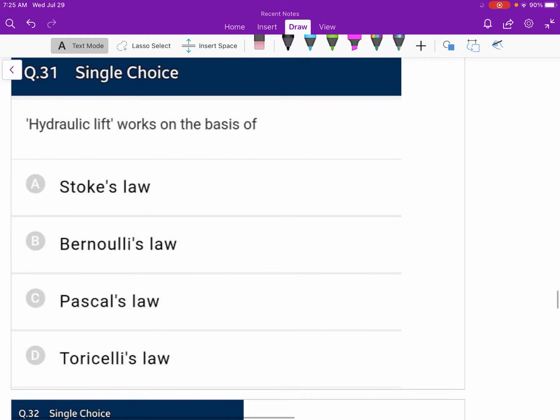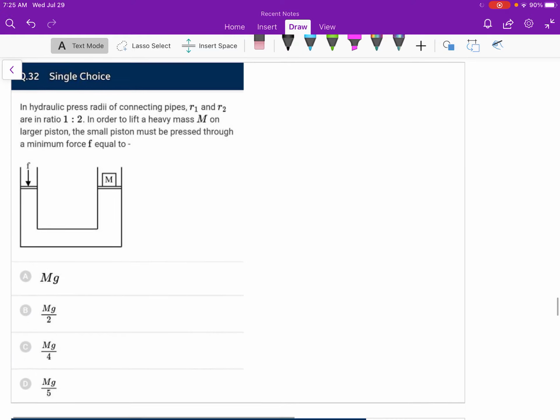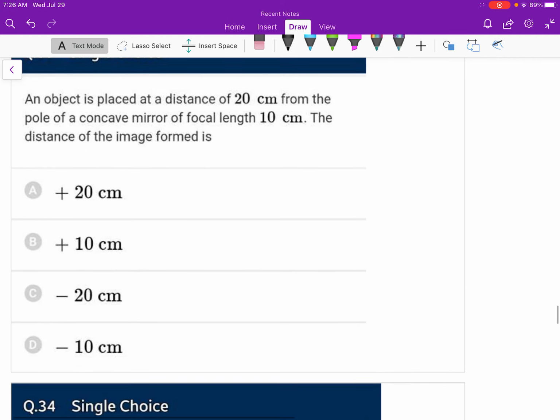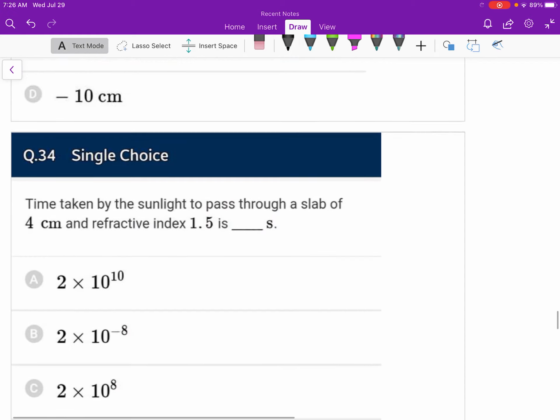Hydraulic lift works on the basis of Pascal's law. So F upon A1, F upon pi R1 square is equal to mg upon pi R2 square. So F is mg by 4. So C is the correct option. An object is placed at a distance of 20 from the pole of a concave mirror of focal length 10. So object is placed at center of curvature of the mirror. So image will form at the same location. So V is minus 20.